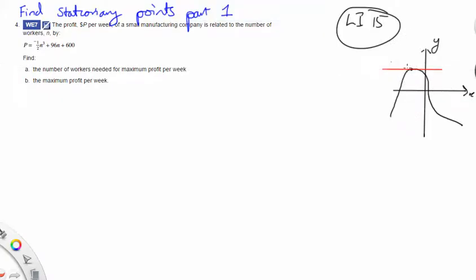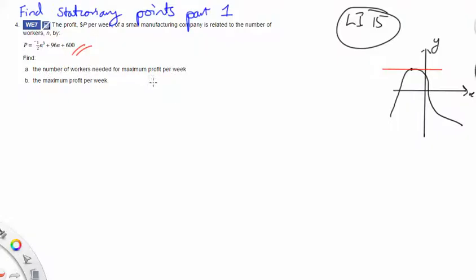If you need to make a note of that, please do. If you remember it from last year, don't bother. So I have a worded problem here, and they've given us an equation. In this part, I'm going to do one where they give you the equation. In the second part, we're going to do one where you have to make the equation yourself. The profit per week of a small manufacturing company is related to the number of workers N. So N is the number of workers, P is the profit. And it's asking us to find the number of workers needed for maximum profit per week.